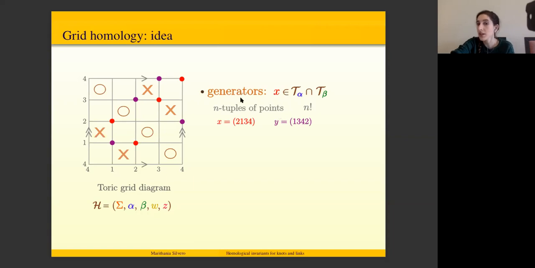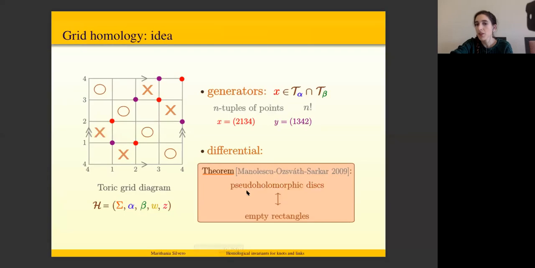So these are generators. We have n factorial generators. And now for the differential, this is clear, right? Those generators are the same as we had before. This is clear because they are just those n-tuples coming from the intersection of these curves. And for the differential, remember that we have to count pseudoholomorphic disks, and this was the problem.